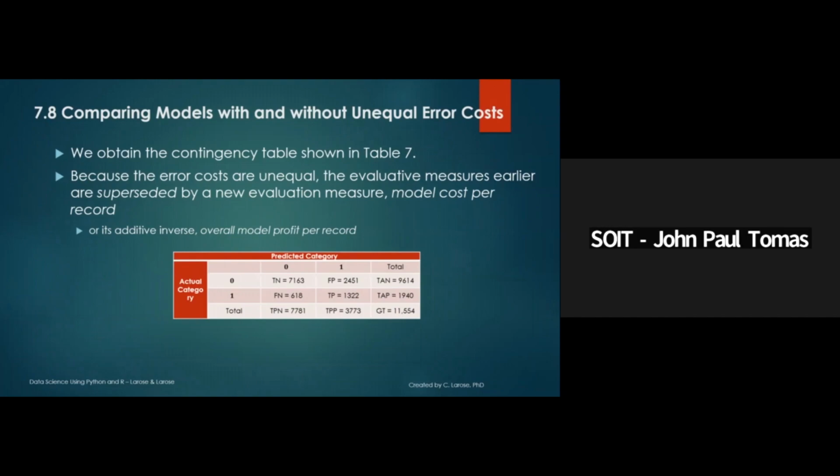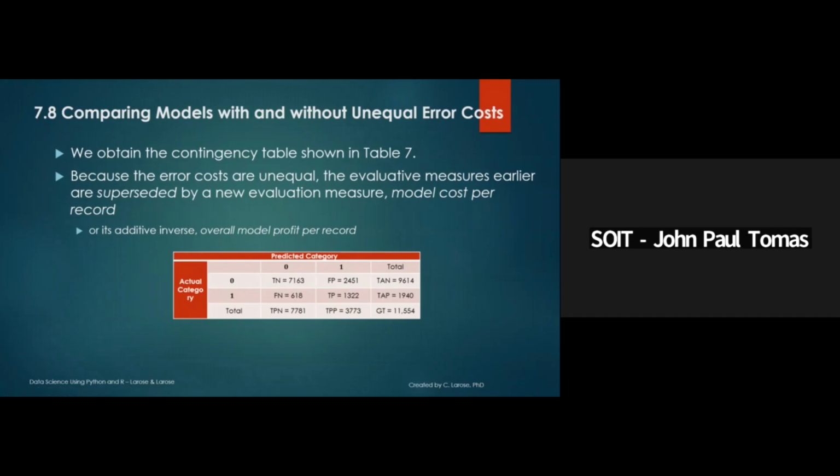Now, because the error costs of model 2 are unequal, you have to take note that the evaluative measures introduced earlier will now be superseded by a new evaluation measurement, which is the model cost per record. It's actually an additive inverse of the overall model profit per record. Okay, so you have to take note of that.